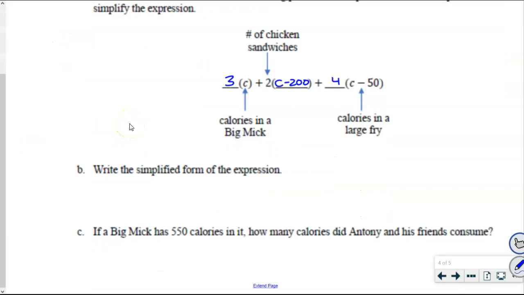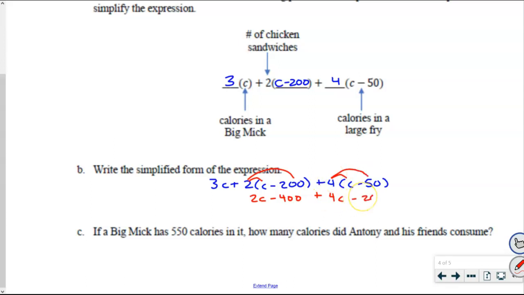Now we need to simplify this. We need to write the simplified form. I'm going to start with the parentheses, right? So I have 3c plus 2 times c minus 200 plus 4 times c minus 50. We start with our grouping symbols because that tells us that we need to distribute. So 2c minus 2 groups of 200 or 400 plus 4c minus 4 groups of 50 or 200. Don't forget our 3c at the beginning.